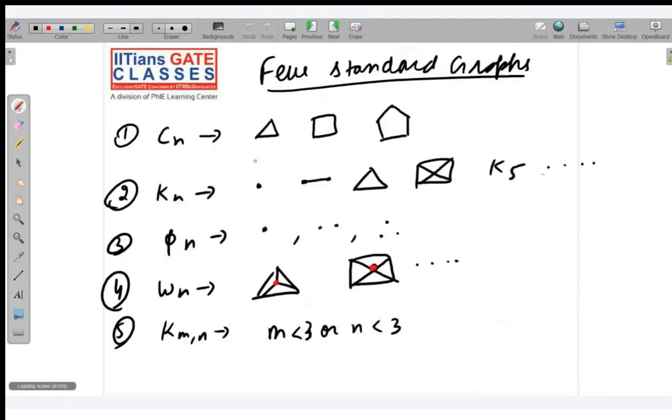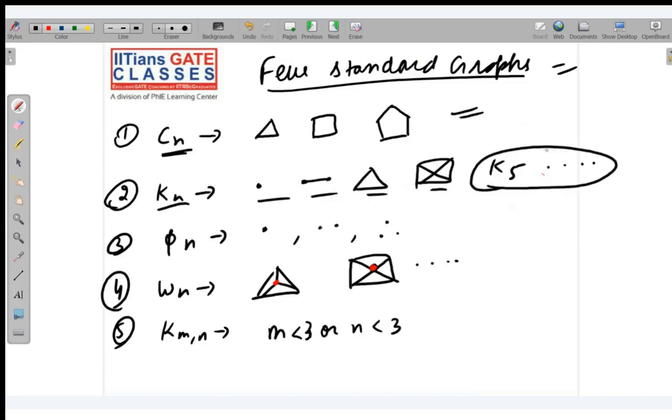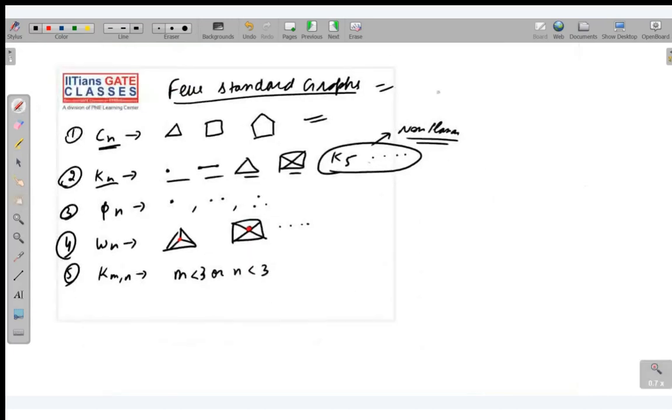Okay, so now we are going to study a few standard examples. Cn, that is for sure planar. Kn, complete graph: complete graphs up to 4 vertices are planar, but K5 and beyond are all non-planar. Why they are non-planar, I think you already know. I told you in the previous class that if a graph contains K5 or K3,3 as a subgraph, then it is not planar. Clearly all of them will be non-planar, because K6 will contain K5, K7 will contain K5, and so on.